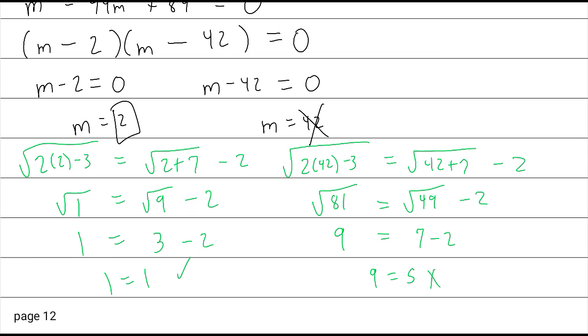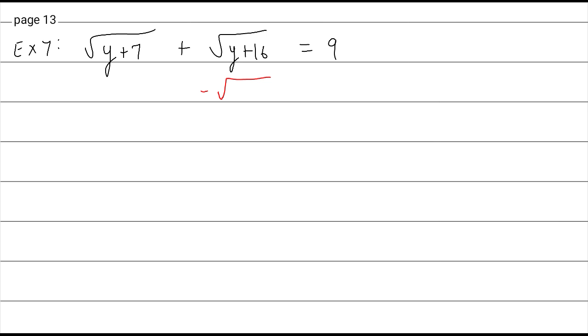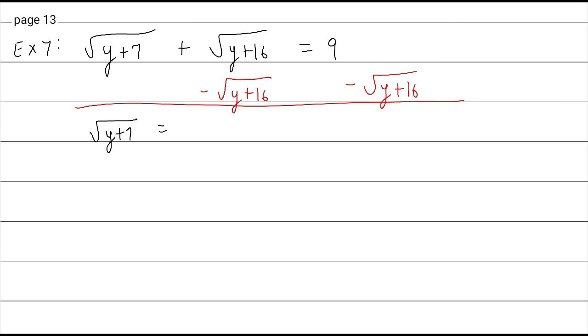All right, let's do one more that looks ugly, but once you start working it out, you see it's not. So example 7, last one. Square root of y plus 7 plus the square root of y plus 16 equals 9. So it looks just as bad as the other one. Let's work this out like we did the last one. Get one of those radicals by itself. So I'm going to subtract the square root of y plus 16 from both sides. So the square root of y plus 7 is equal to 9 minus the square root of y plus 16.